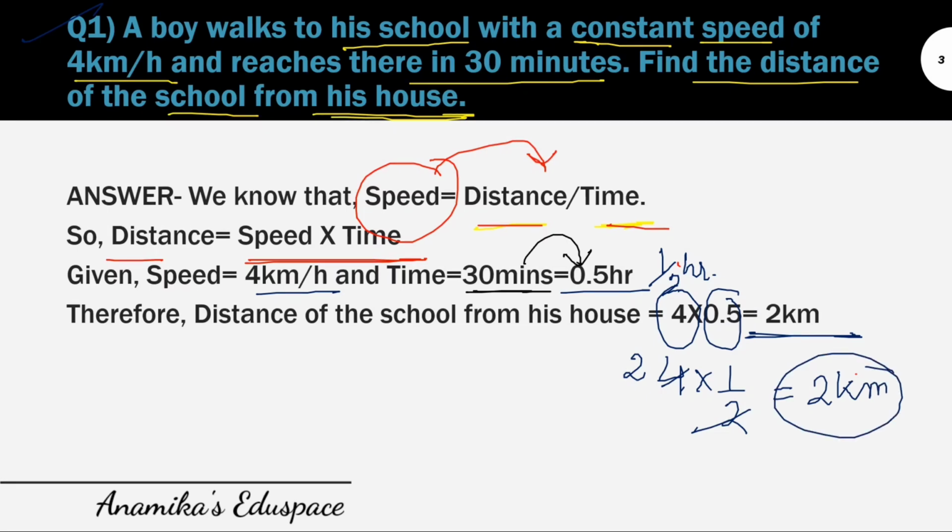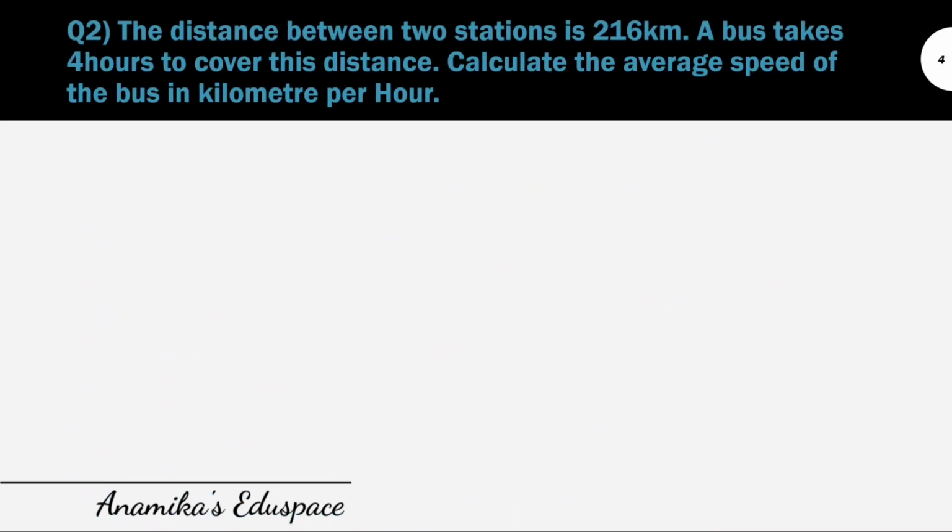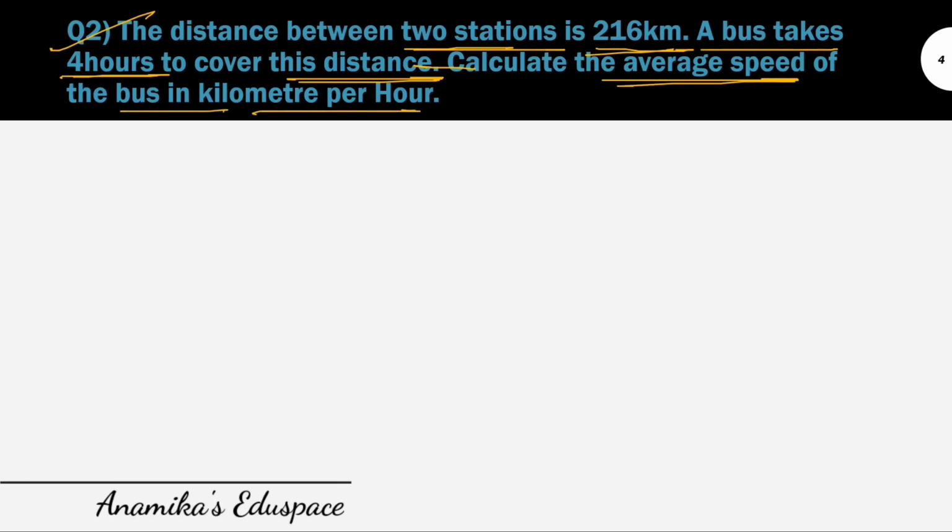Clear, students? Question number 2. The distance between two stations is 216 kilometers. A bus takes 4 hours to cover this distance. Calculate the average speed of the bus in kilometers per hour. Answer.